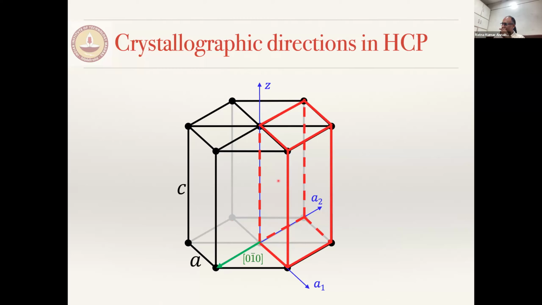So in that, if you look at this direction, 0, 1 bar 0. Do you agree? And this is 1 bar 0, 0, which is an equivalent direction. If you look carefully, from here to here you have 0, 1 bar 0. Here to here 1 bar 0, 0. Here to here, what is it? 1, 1, 0. Can you see that?